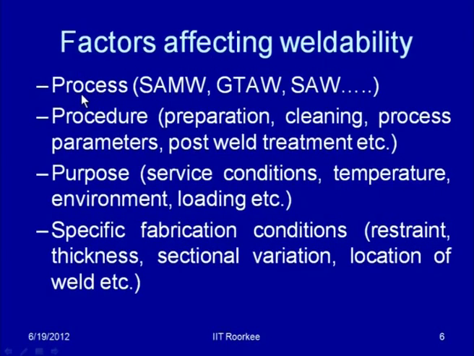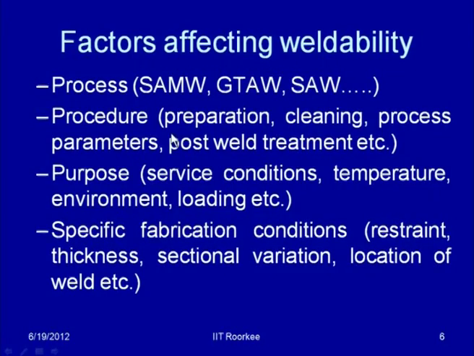So, as far as the process is concerned, a given material can be of very good weldability by a particular process, but may be poor by another process. That is why it is important to consider which process is being used for developing a weld joint. For example, aluminum is found difficult to weld by gas welding and shielded metal arc welding processes, but when it is welded by the GTAW or GMAW processes, it can be welded easily. So, the process is important to be considered when we are looking at the weldability.